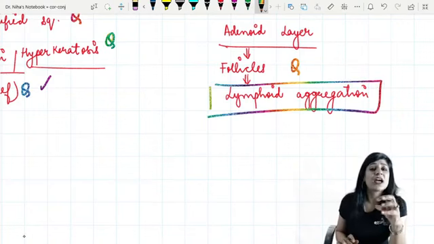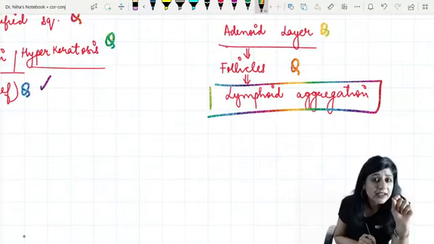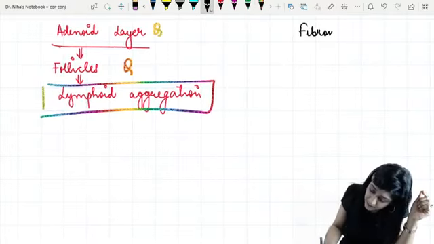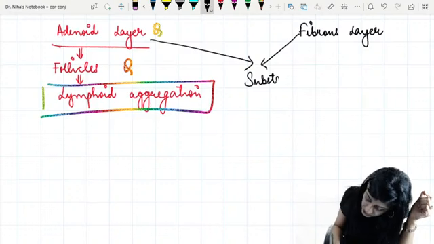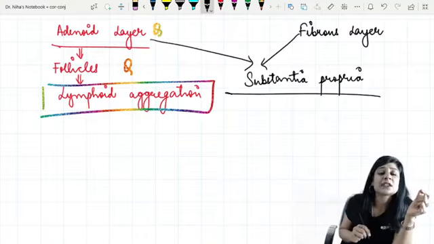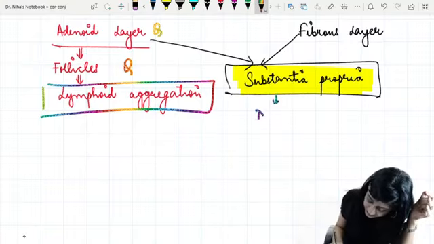Whether it is any kind of follicular conjunctivitis, it is always present in the adenoid layer, while the third layer is the fibrous layer. When the adenoid layer and the fibrous layer are combined, the total is called the substantia propria, and it is this substantia propria where we get the degenerations.